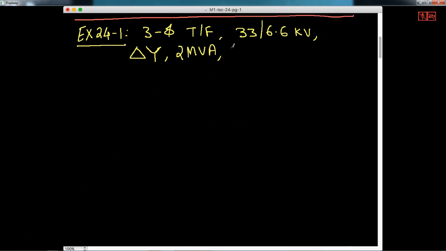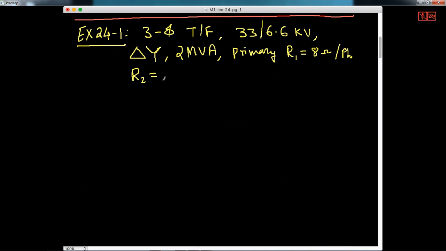It has primary resistance R1. So R1 is typically the resistance of the primary. That is 8 ohms per phase. So that means since it's a three-phase machine, each phase winding will have a resistance of 8 ohms. And the secondary resistance R2 is 0.08 ohm per phase. So I now have both the primary and secondary resistances given.